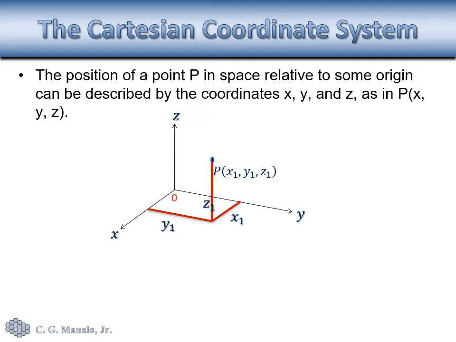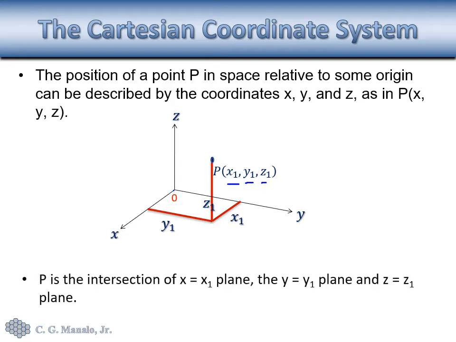Let's start by discussing the Cartesian coordinate system. Sometimes this is also called the rectangular coordinate system. Let's say we have a point P in space and we want to locate that point relative to some other point O called the origin. So we need to specify three things: the x coordinate, the y coordinate, and the z coordinate.